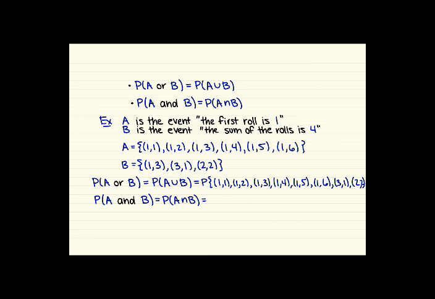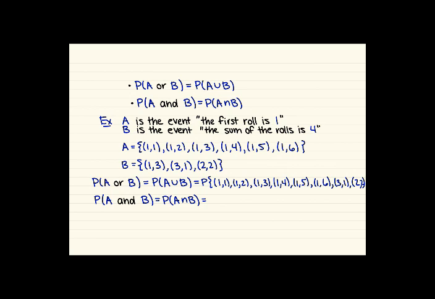So we figure that out by taking the union, and when you think about this as a set, we've listed everything where the first roll is a 1 or the sum of the rolls is a 4. So this is inclusive OR, so having them both happen is okay. So (1,3) is included in that union.